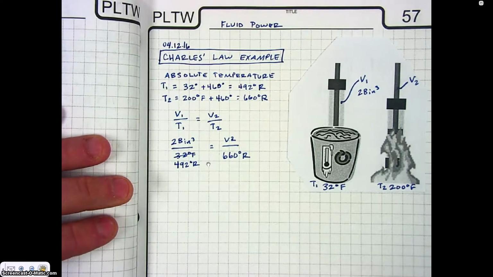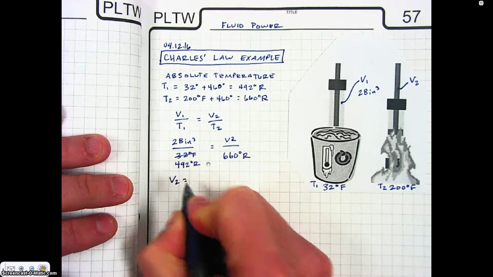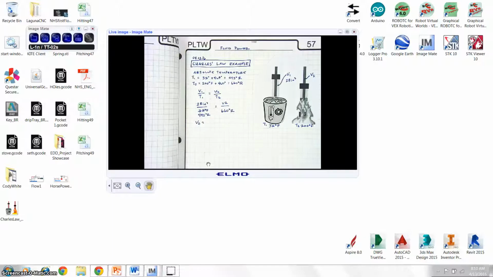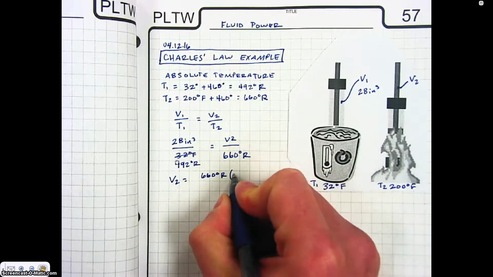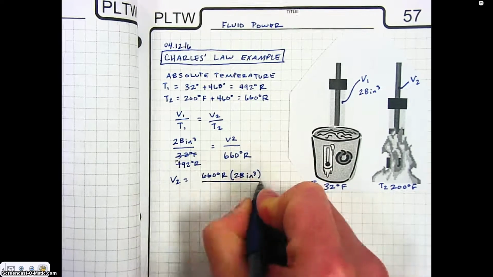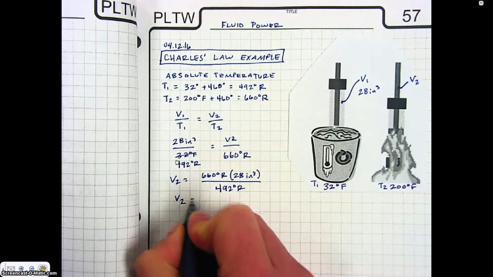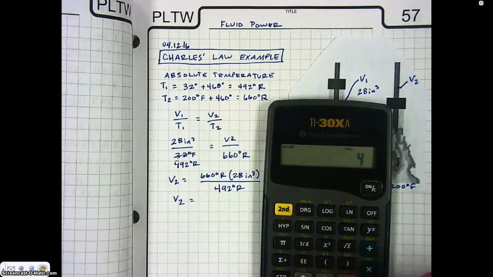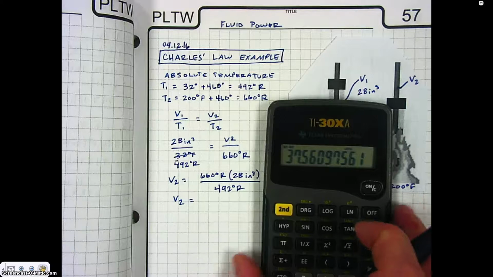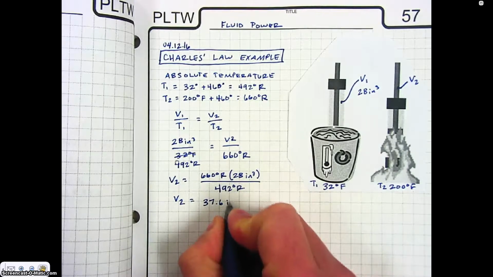Okay, so the next thing we'll do is simply solve for V2. The volume of 2 is equal to 660 degrees Rankine times 28 cubic inches divided by 492 degrees Rankine. Plug it in on your calculator: 660 times 28 divided by 492, and we get 37.5 or 37.6. We're left with, since these cancel each other out, inches cubed.